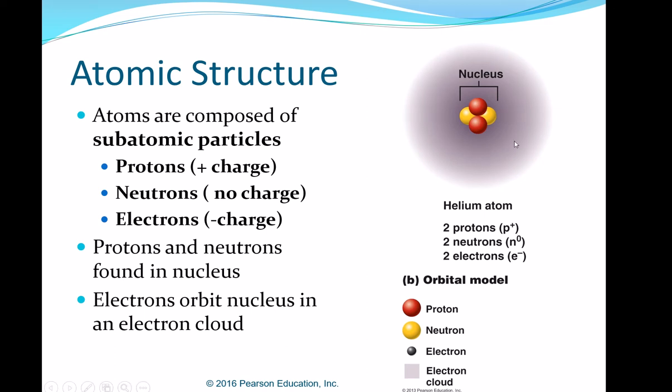So right now you're looking at a helium atom, which has 2 protons, 2 neutrons, and 2 electrons. You'll see that each atom has the same number of protons as it has electrons and vice versa. It's the number of neutrons that can sometimes change. And the number of protons and the number of electrons is what determines what each element is. If you change the number of protons or the number of electrons, then you are changing one element into another element.